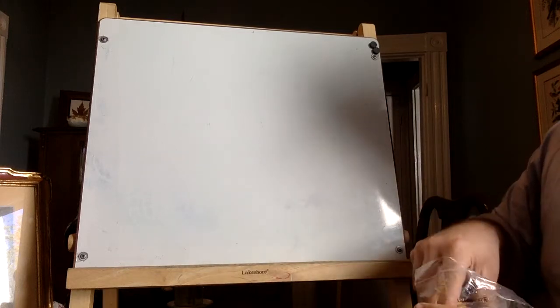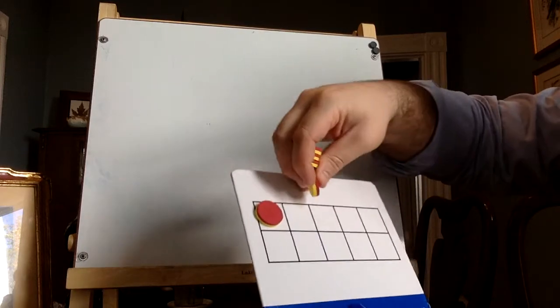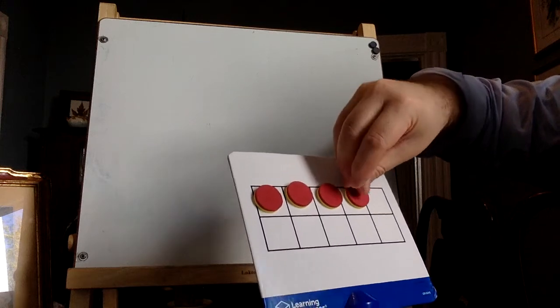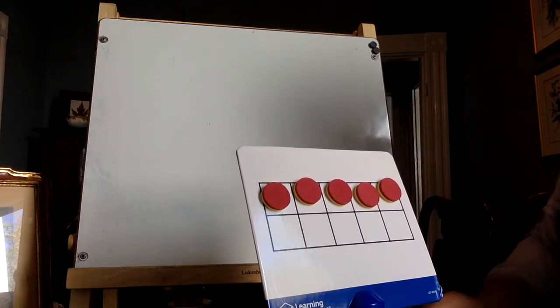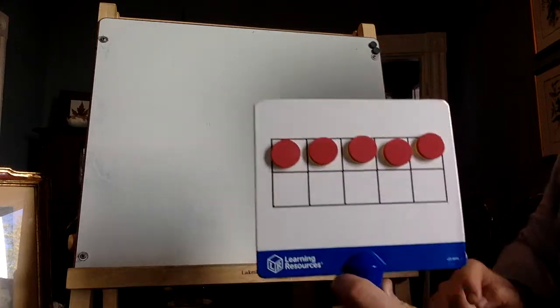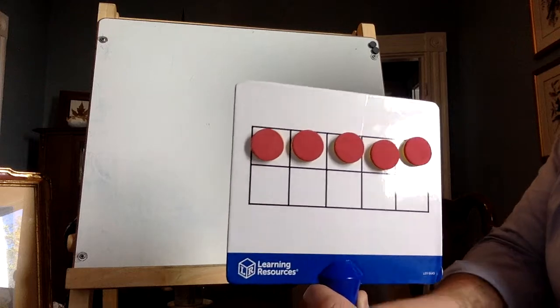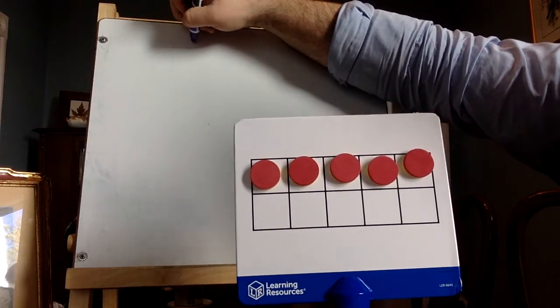What if I have 1, 2, 3, 4, 5 red counters? Well, the first number I'm going to write is how many I have. So I'm going to write 5.